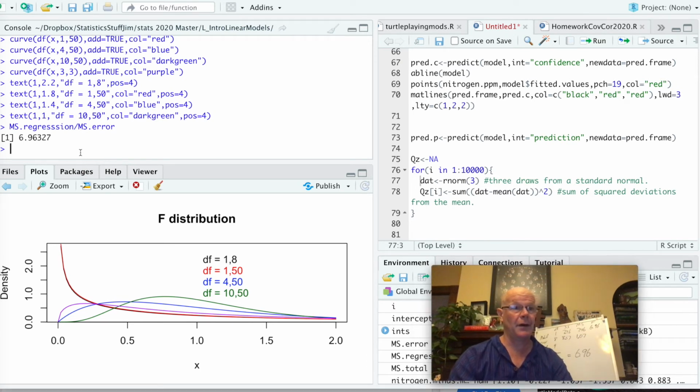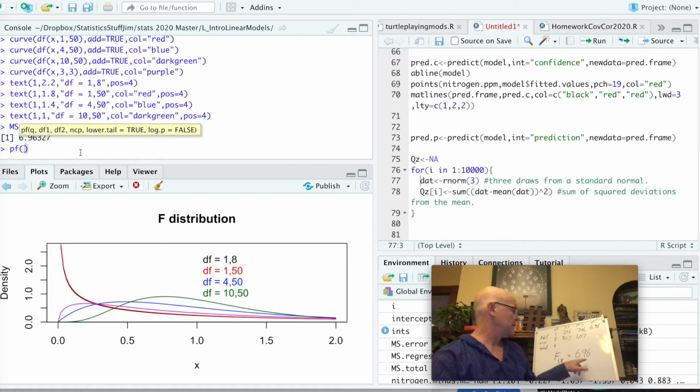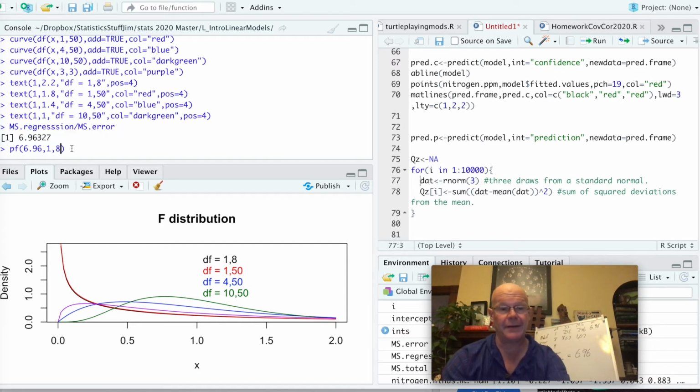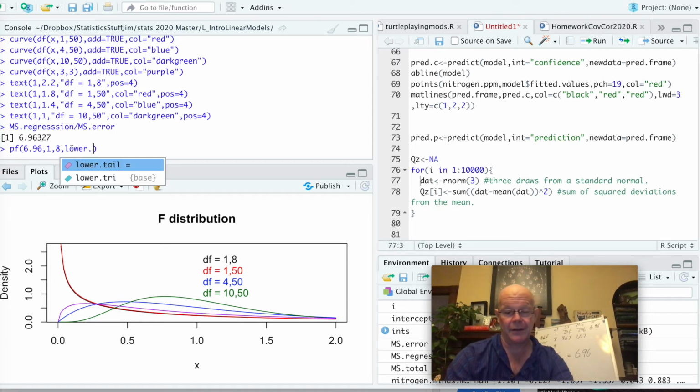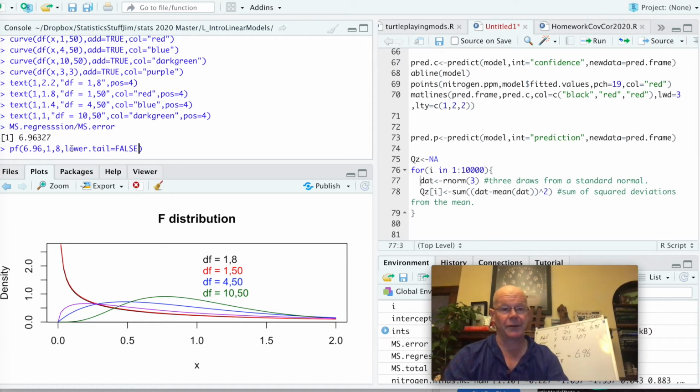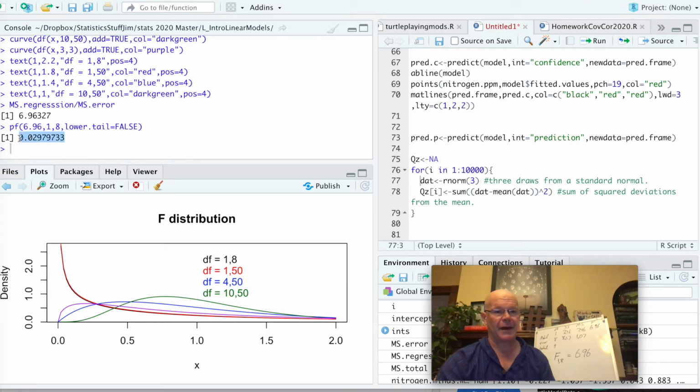And so let's go ahead and do that. We can use the cumulative distribution for an F, which is pf. We give it 6.96, and you'll see here that it's requiring 2 degrees of freedom, degree of freedom 1 and degree of freedom 2. So that's the numerator and the denominator: 1 comma 8. And we're going to say lower tail equals false, because we care about a value that extreme or more extreme. So we do that, and there is our p-value.